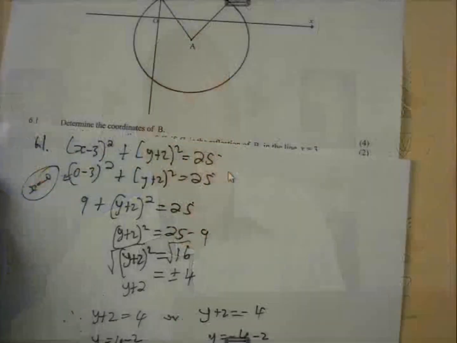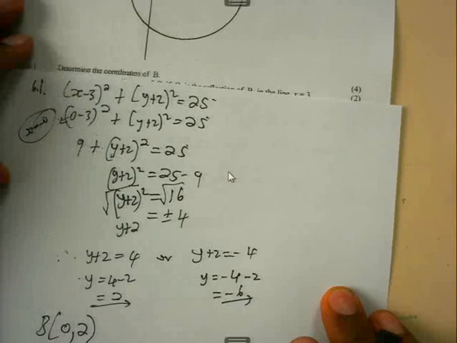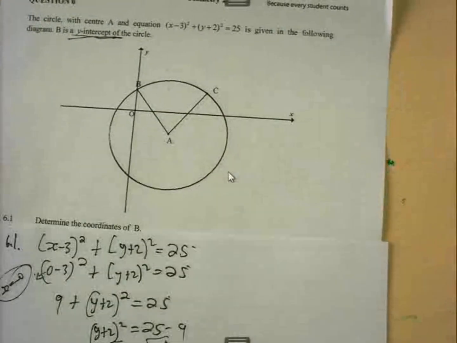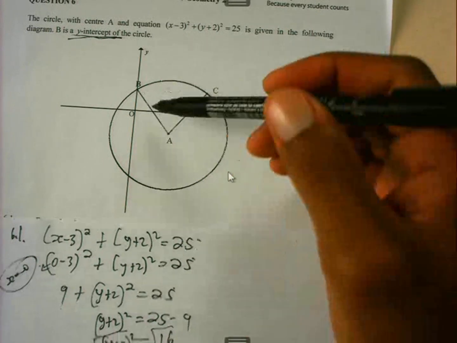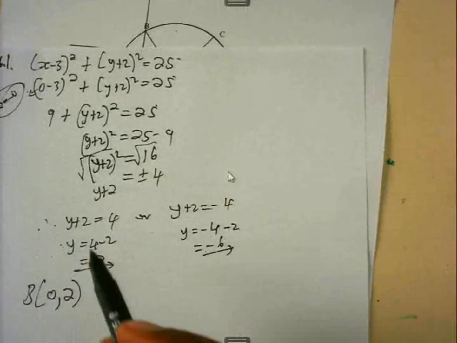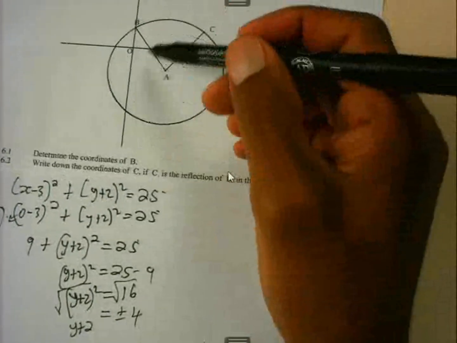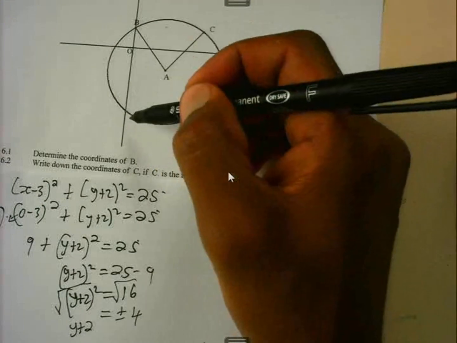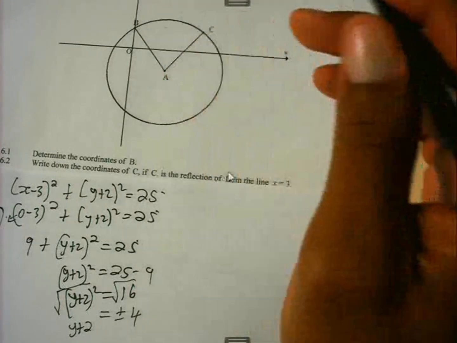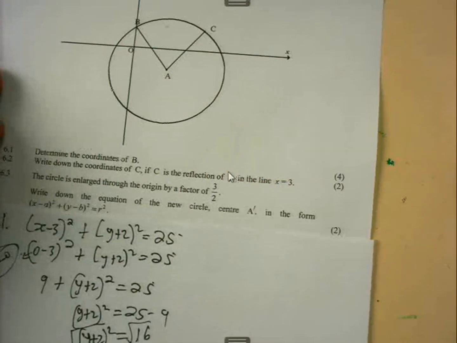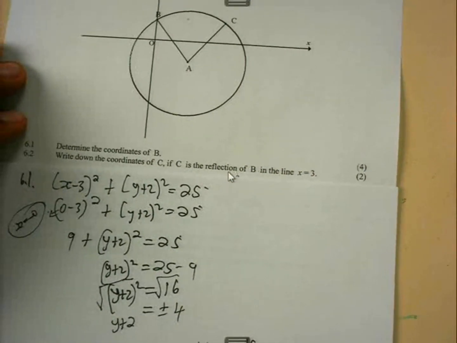We did question 1, and the coordinates of B, we said, are 0 and 2. Why is it 0 and 2 here? Because they said B is a y-intercept of the graph. Of course, we had to take the positive one here because we have the 2. The other one, y is equal to 2. The other one, y is equal to minus 6. When you look at the graph, minus 6 will be below the x-axis and positive 2 will be above the x-axis. Good. Now, let us go to 6.2.